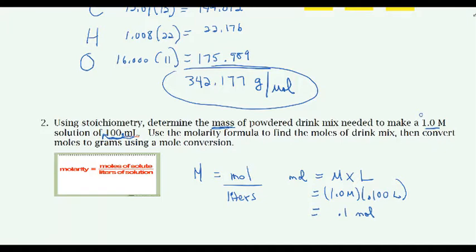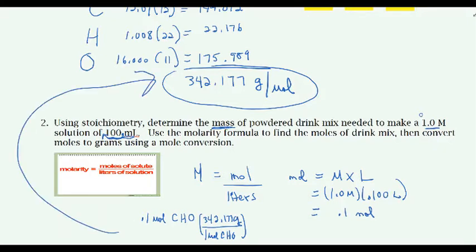Okay, so we know that when we're converting from moles to grams, what we're going to do is take the moles, and this is of the sucrose, by the way, and I'm just going to abbreviate CHO rather than putting in all of the amounts of each atom. And 1 mole of this particular sucrose, CHO, is equal to 342.177 grams, which we calculated above. So this is where we get our grams per mole.